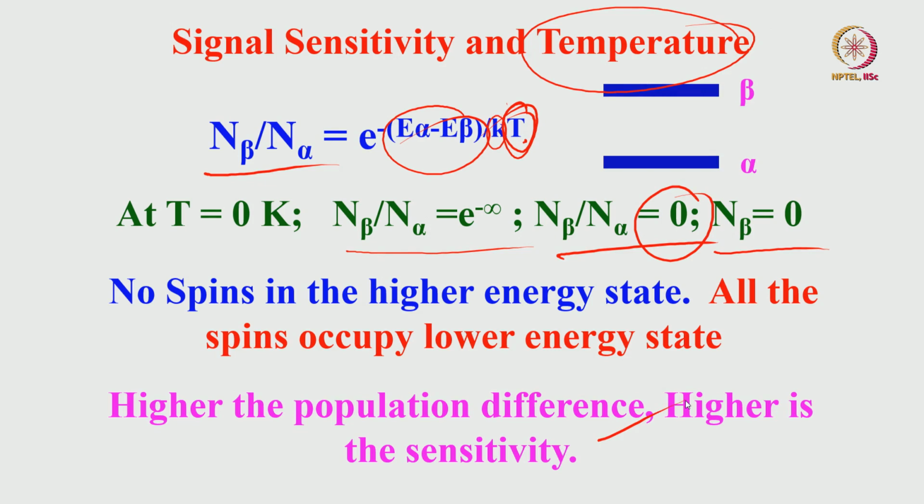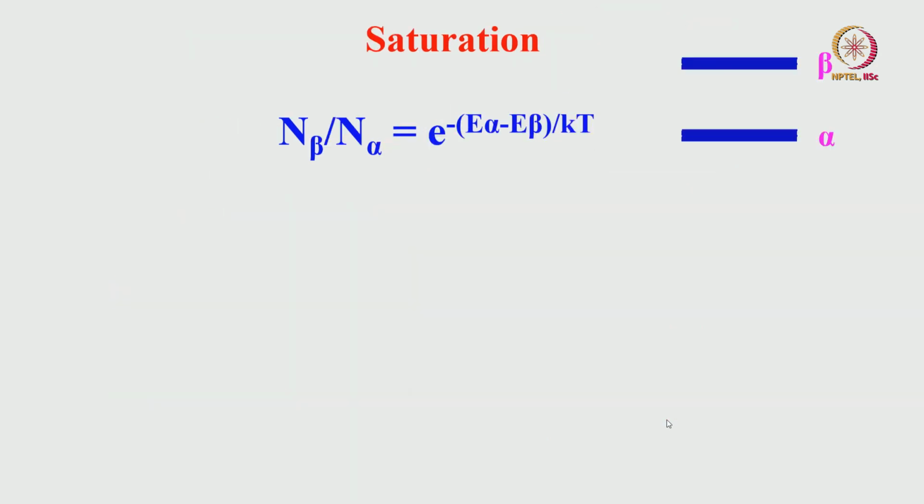The higher the population difference, the higher the sensitivity. That means if you go to the lowest temperature, at 0 K, all the nuclear spins will occupy the lower energy state, the alpha state. As a consequence, sensitivity will be better. You cannot go to 0 K, but understand one concept: as you keep on lowering the temperature, the population difference becomes more and more, so sensitivity becomes more and more. That is one concept.